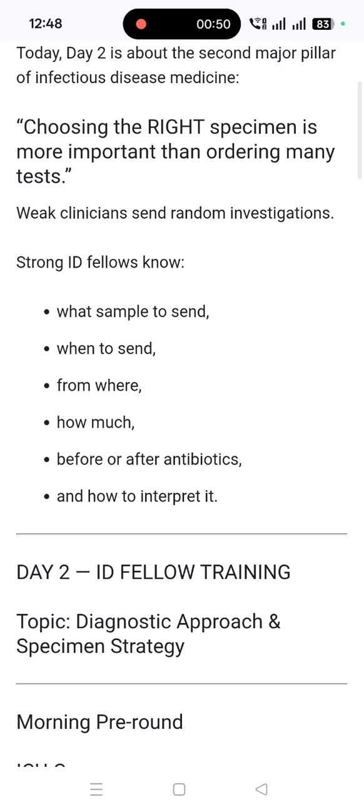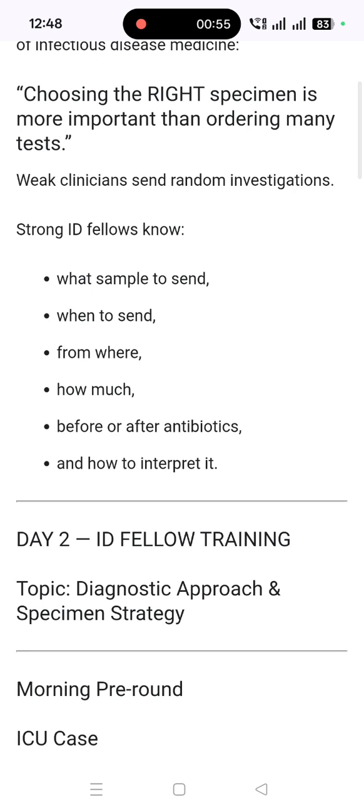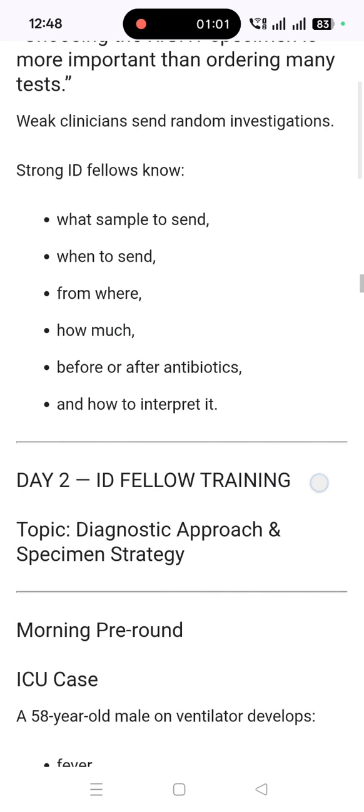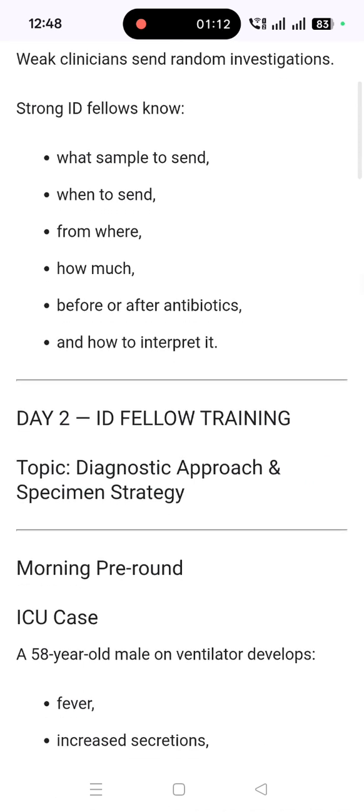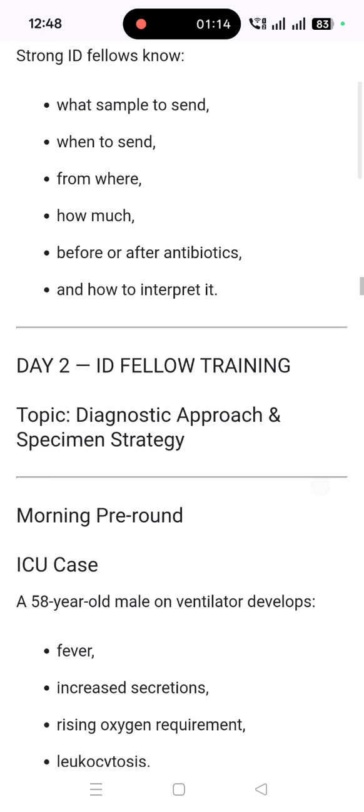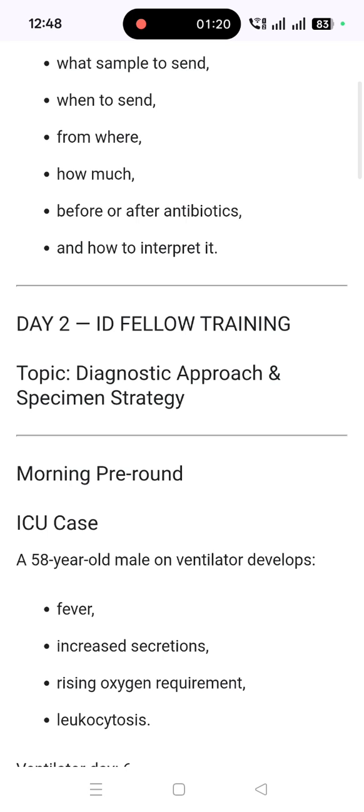We clinicians send random investigations, anything we want, but the strong ones should know what sample to send and when to send. The time of sending the sample is also very important, because every time you cannot get the same organism. So when to send, from where to send, how much quantity, because quantity is also very important, before or after antibiotics, and how to interpret it. These are the important things which every infectious disease person should know.